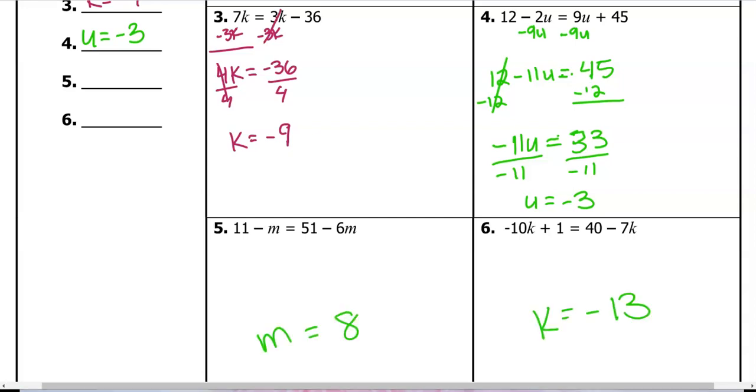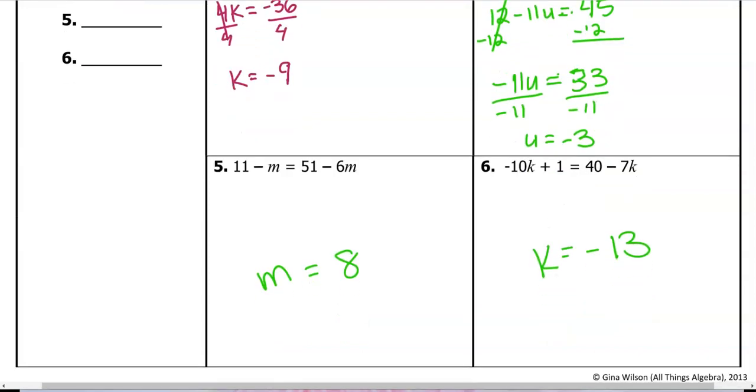Do 5 and 6. If you have a negative 1m, it's still not by itself, so then you would still divide by negative afterwards. So you're not wrong. You're just not done with it. Check your answers with mine. We should get m equals 8 for number 5, and then k equals negative 13 for number 6.